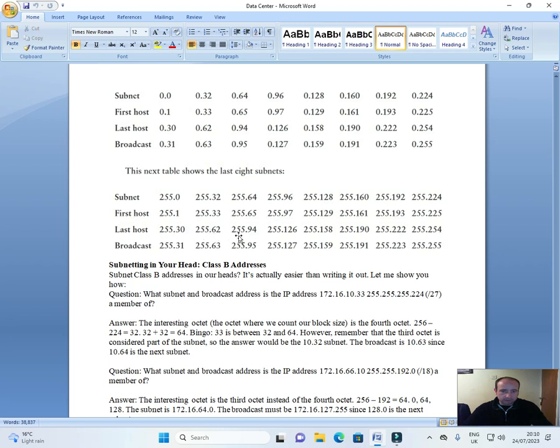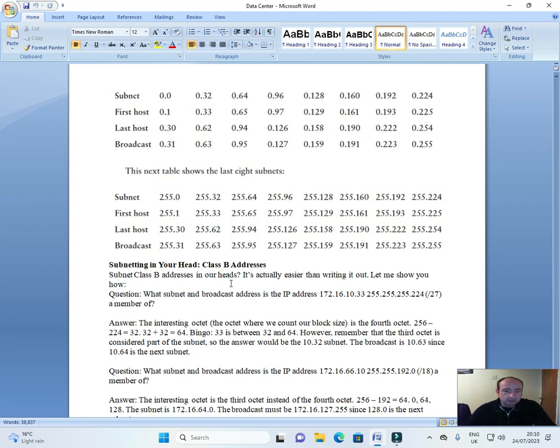Last host: 255.30, 255.62, 255.94, 255.126, 255.158, 255.190, 255.222, 255.254. Broadcast: 255.31, 255.63, 255.95, 255.127, 255.159, 255.191, 255.223, 255.255. Subnetting in your head: Class B addresses.